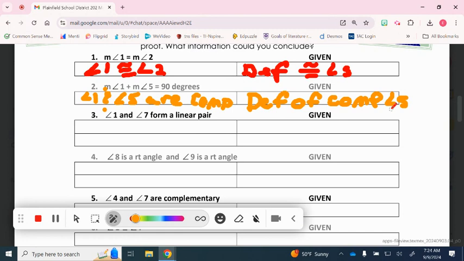Now this next one, I'm going to be honest, you guys have not seen yet. It's coming though, so there's no problem with introducing it early. But I'm also not going to question you on something we haven't discussed yet. So what I'm going to do here is just discuss what a linear pair is real quick. A linear pair is essentially this.